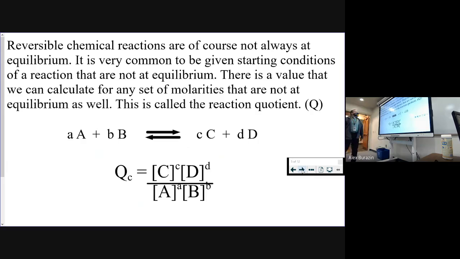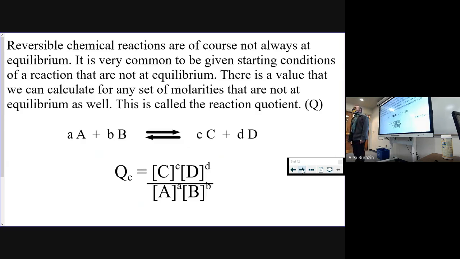Okay. So reversible reactions are, of course, not always at equilibrium. That makes perfect sense, right? Most of the time, reactions aren't at equilibrium. So it's very common to be given some starting conditions of a reaction that aren't at equilibrium. There's a value that we can calculate for any set of molarities that are not at equilibrium as well. This is called the reaction quotient. It's given the symbol capital Q.